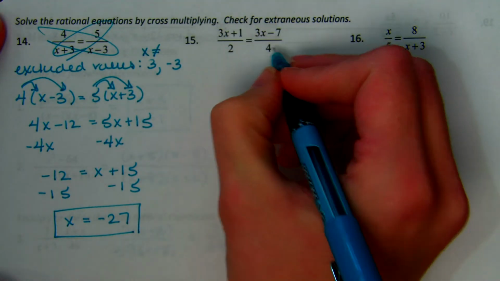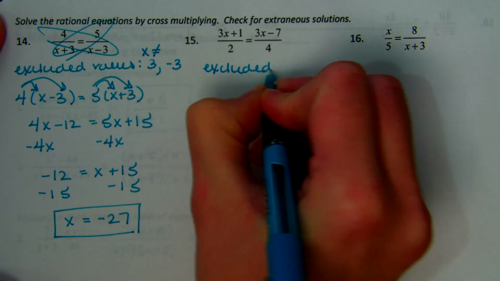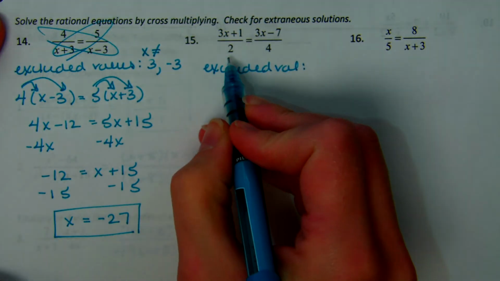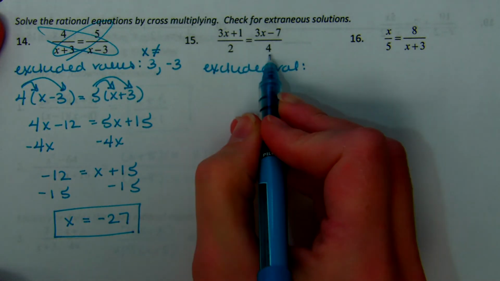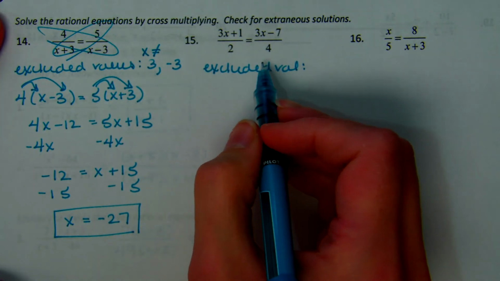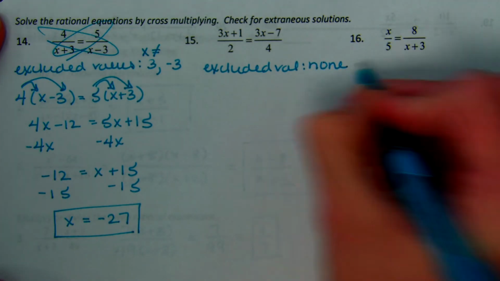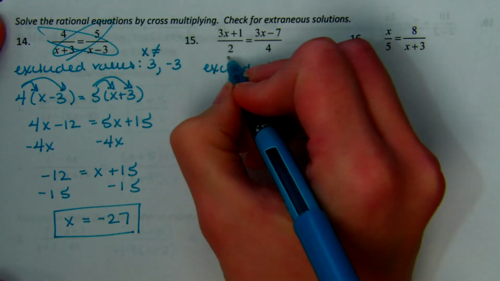All right, looking at number 15, we want to again talk about excluded values, and so anything that's going to make our denominator 0. But if you look at this, my denominators are 2 and 4. There are no variables. And that means that I don't need to worry about those becoming 0 because 2 and 4 cannot be made 0 if there aren't any variables there. So I don't have any excluded values.